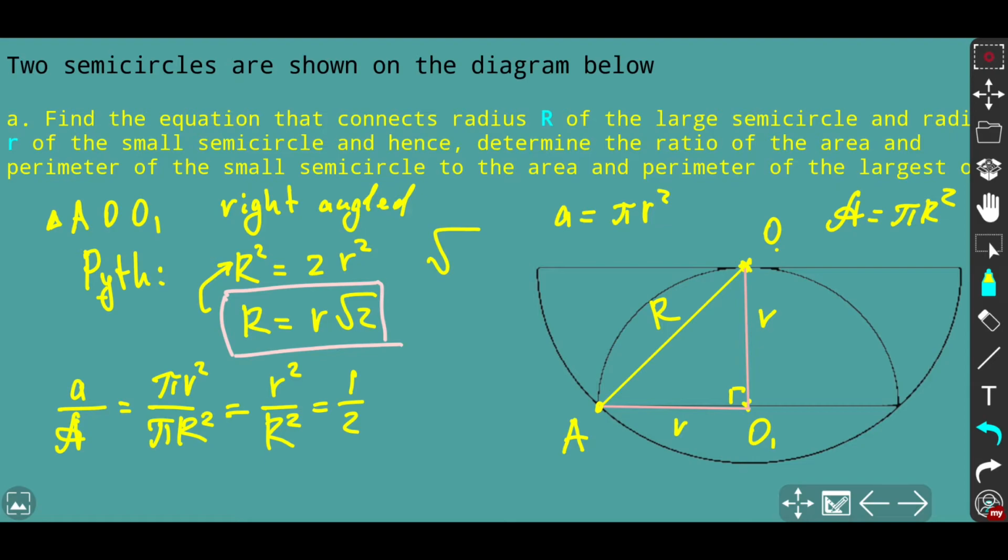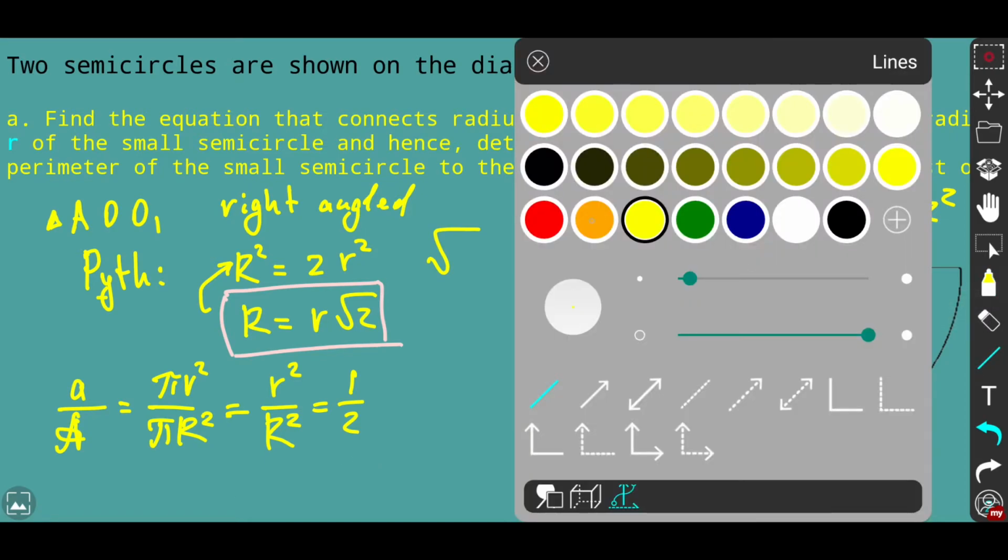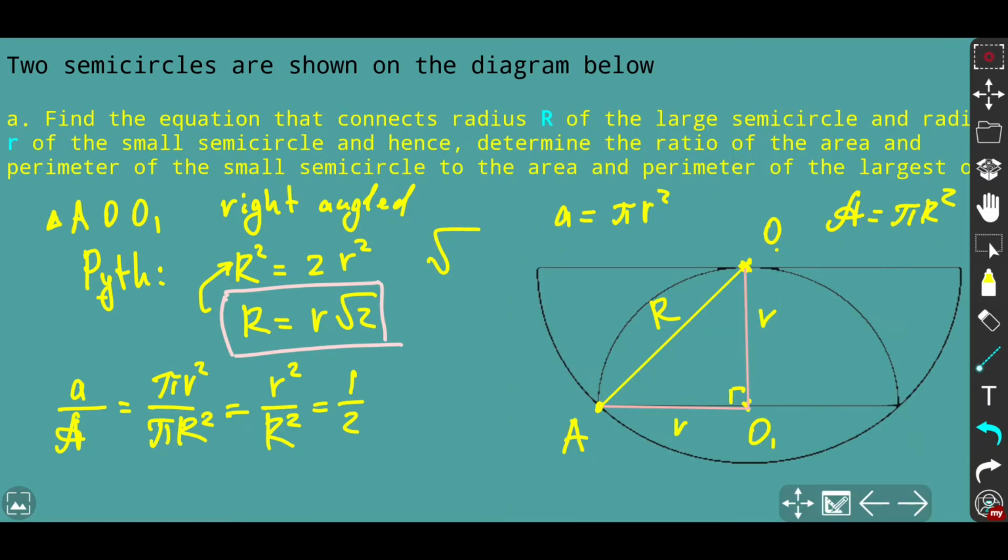Okay, so what about perimeters? Alright, so the perimeter is basically the length of the boundary. So I'm going to use dashed lines. It's going to be here, and it's going to be around the semicircle. So just put a dashed line in this way. So this is the length of the boundary, okay? So you have basically two diameters, okay?